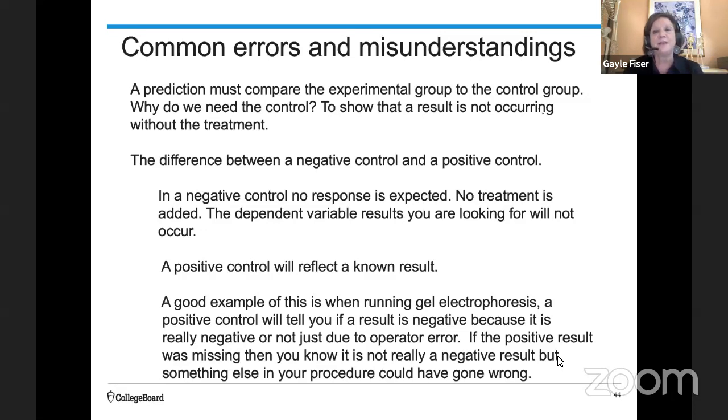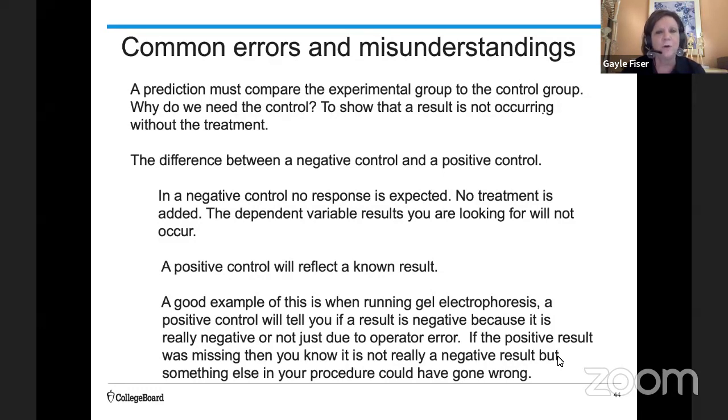Common errors and misunderstandings. A prediction must compare the experimental group to the control group. Why do we need the control? To show that a result is not occurring without the treatment. The difference between a negative control and a positive control: my kids in my classroom had the same question, but we had one particular lab that kind of made it all clear.